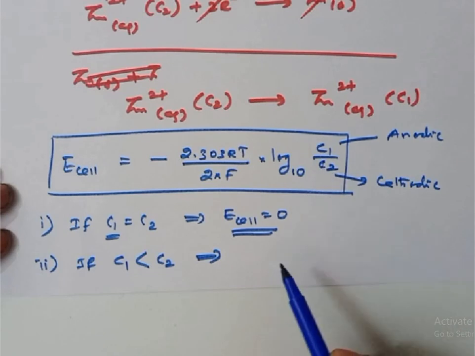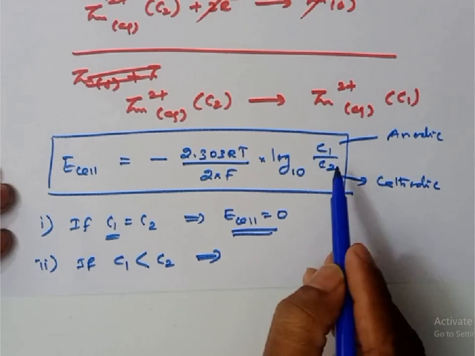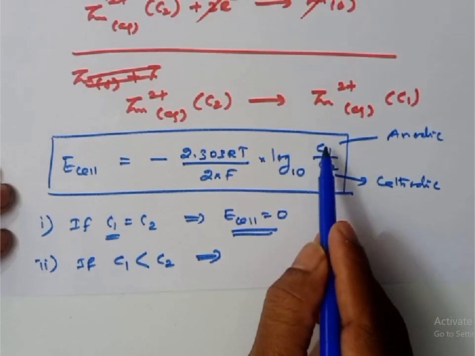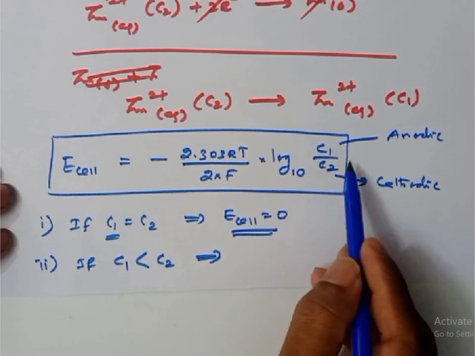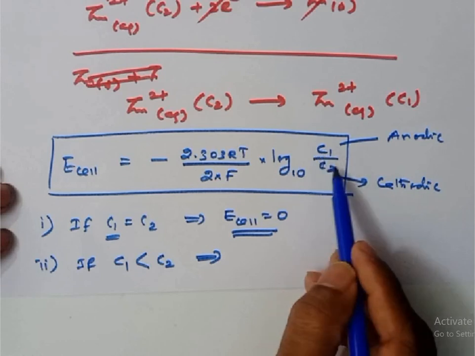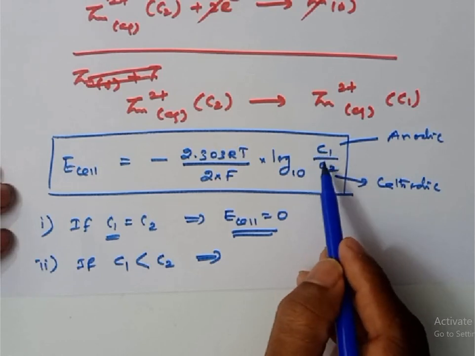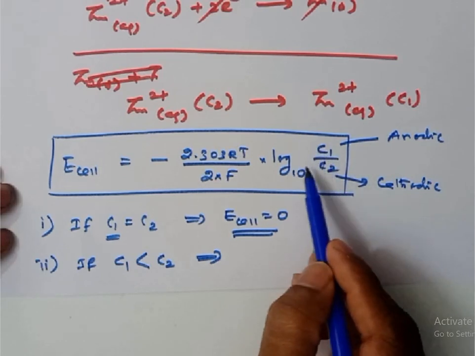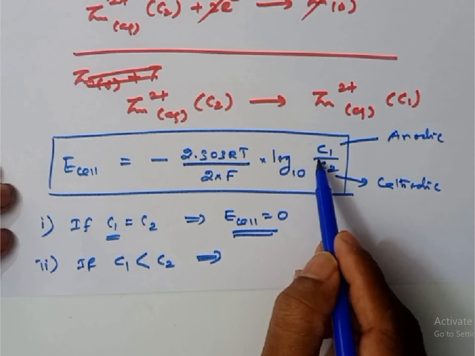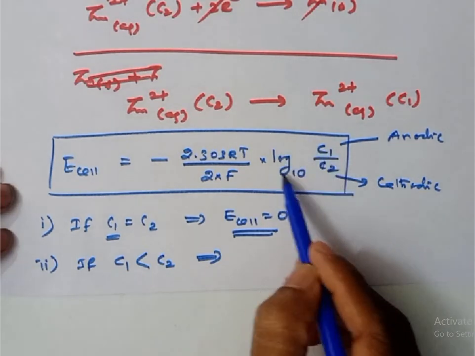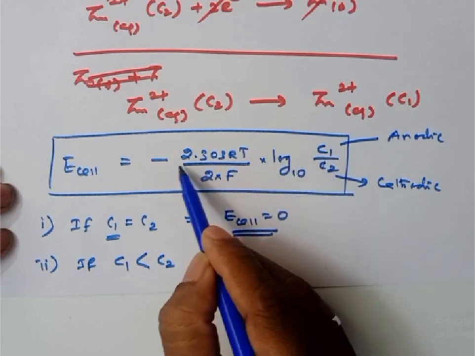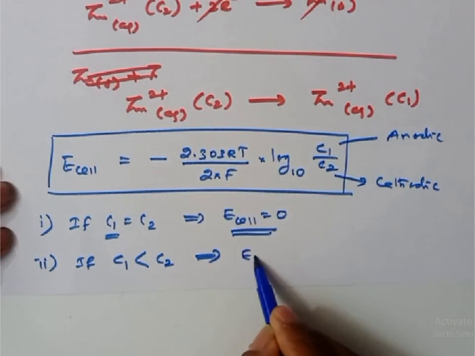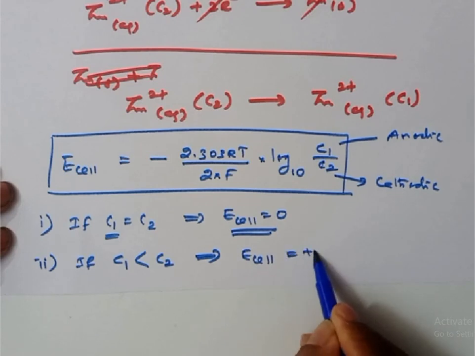C1 is less, C2 is high. That means you will get a fraction, 0 point something, a positive value but less than 1. If the log value is less than 1, you will get negative. Logarithm of any fraction less than 1 will give negative. Negative and negative become positive. So E cell will come out as a positive value.